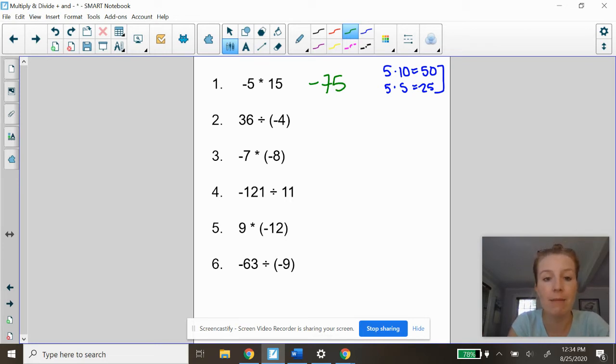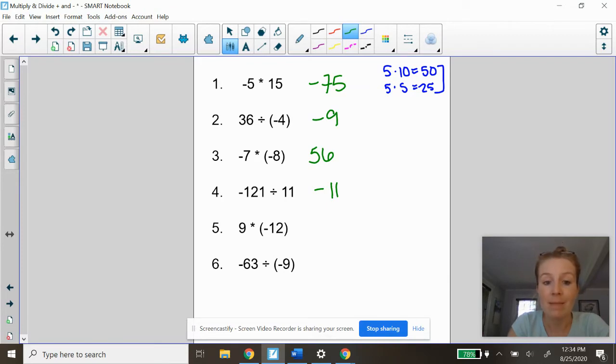All right, 36 divided by negative 4. A positive divided by a negative is going to be negative. And I know one of my math facts that 36 divided by 4 is going to be 9. So my answer is negative 9. All right, negative 7 times negative 8 is going to be positive. A negative times a negative is a positive. And 7 times 8 is 56. All right, negative 121 divided by 11. A negative divided by a positive is going to be a negative, and 121 divided by 11 is 11.